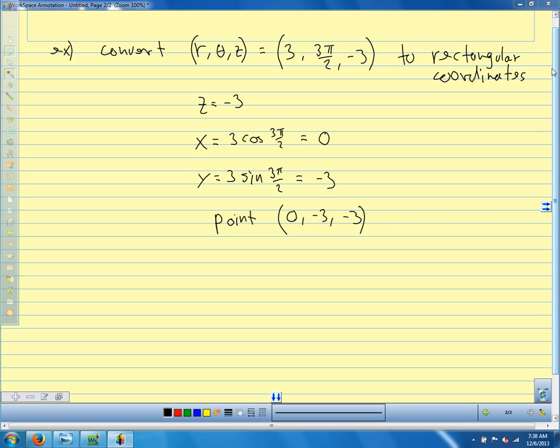Conversion of points are very easy, and it's exactly like we did with polar coordinates. Let's go the other way. Convert x, y, z equals -1, 1, 2 to cylindrical coordinates.